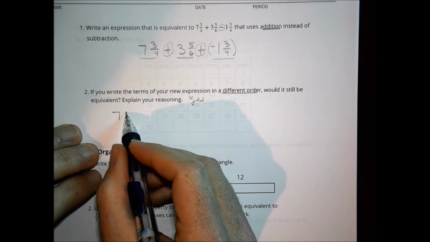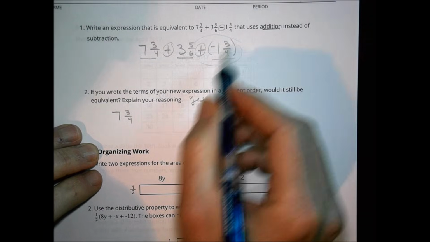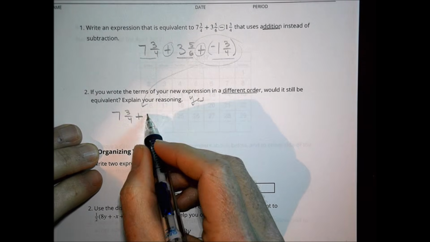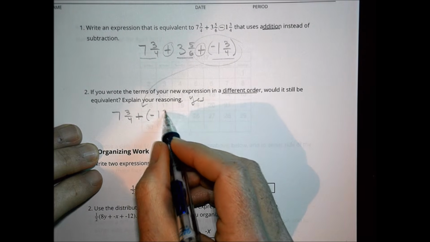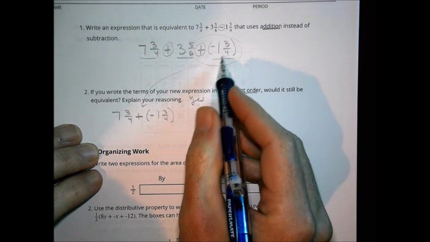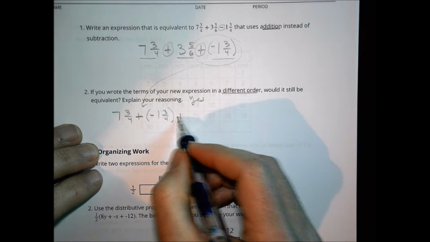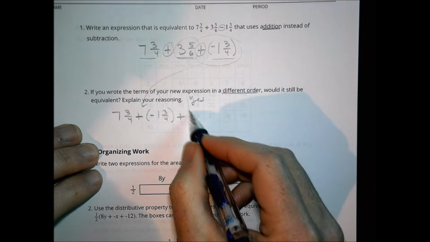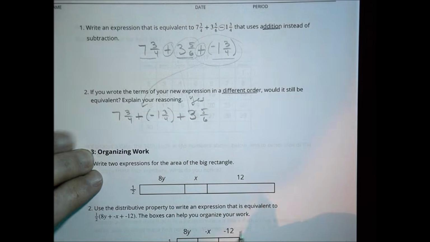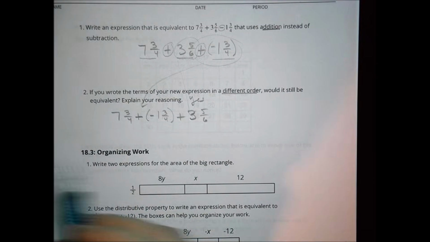So here's what that means. If I did 7 3/4 and then I moved this bit over here to come second and made it plus, which it still is plus, negative 1 3/4. I'm not changing this number at all. It's still a plus and still adding the negative 1 3/4. And then we're still adding here, and now we take this bit and put it down here for 3 and 5/6. So in this case, yes, everything is going to work.